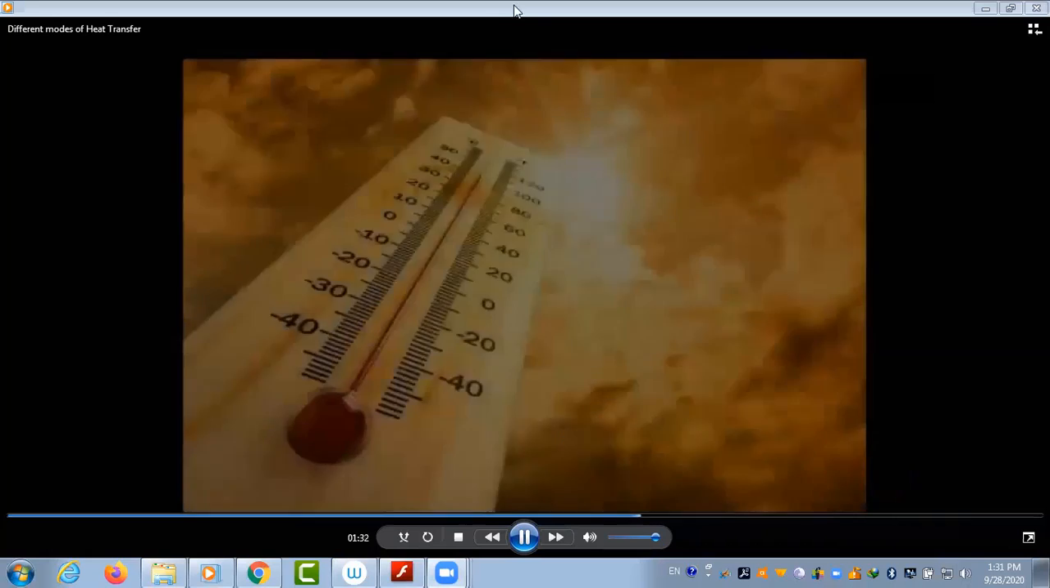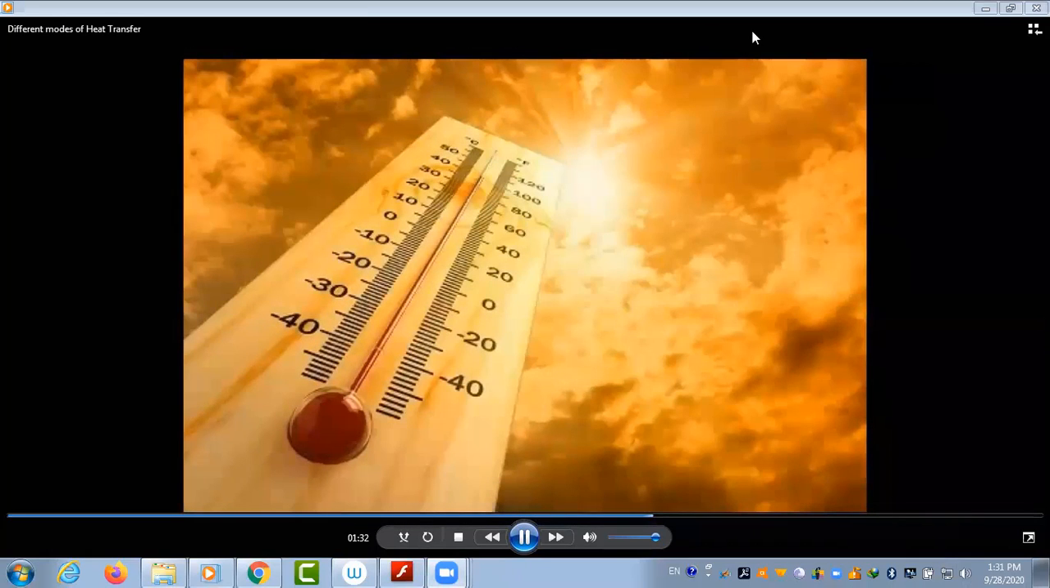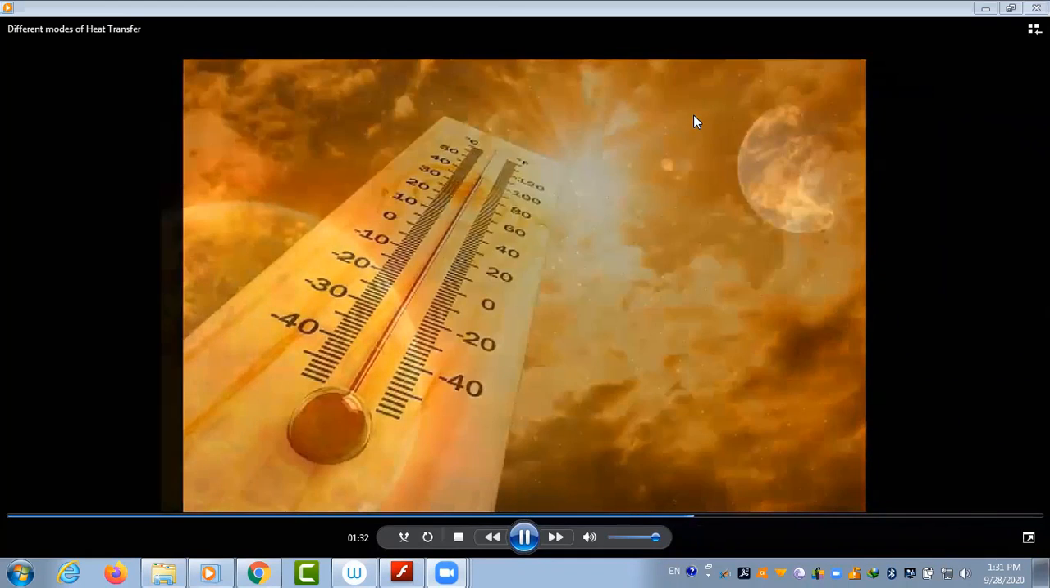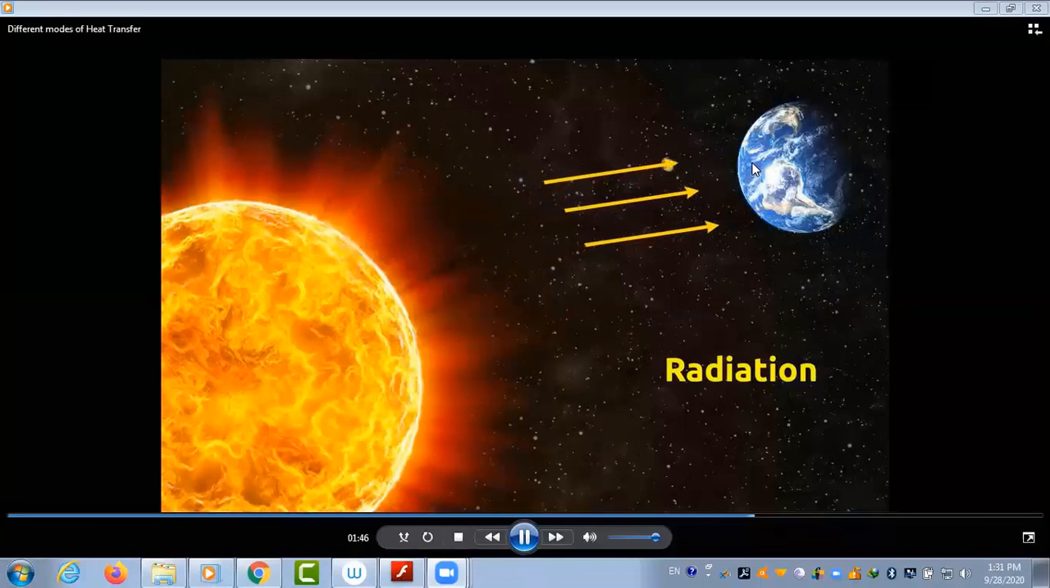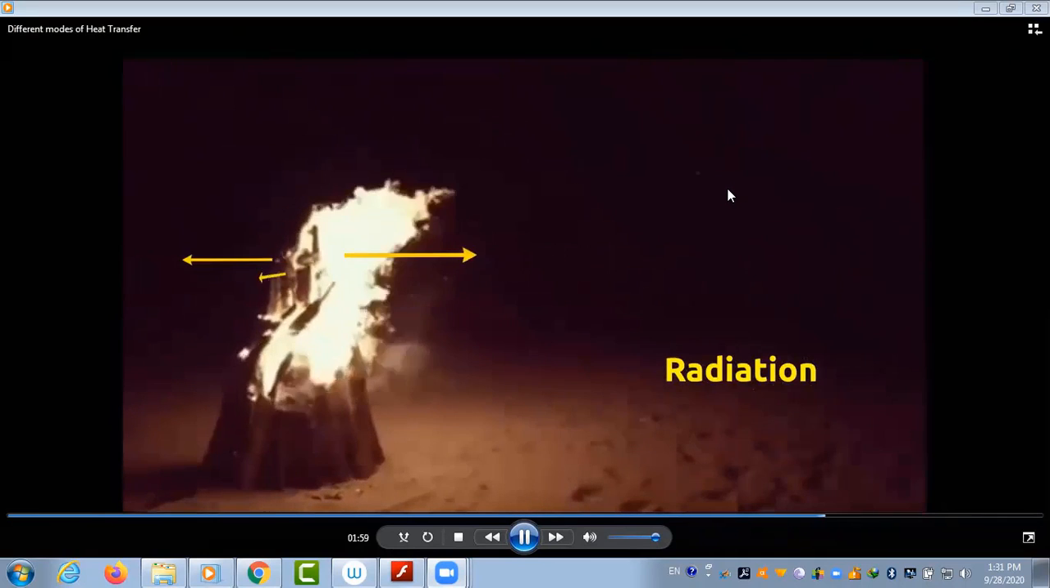In conduction and convection, there is a medium in which heat gets transferred. But there is no medium between the sun and the earth, still we get heat from it. When heat transfer takes place without any medium, it is called radiation. You must have seen people sitting around a fire. Here too, heat is transferred in the form of radiation. In fact, every hot body radiates heat and becomes cold.